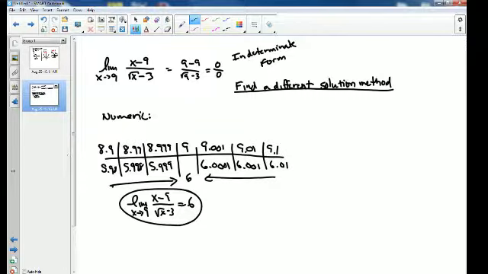If you plug it in, and as long as you don't get 0 over 0, then you're good. If you get 0 in the denominator, that would probably mean does not exist, but you'd want to check it. But 0 in the numerator is okay. That's 0.